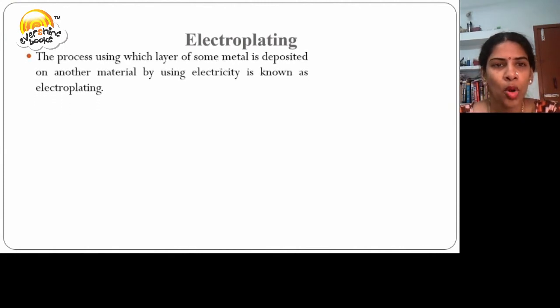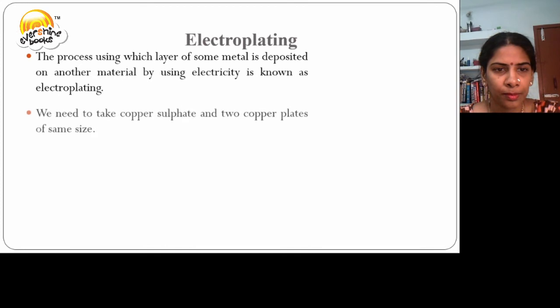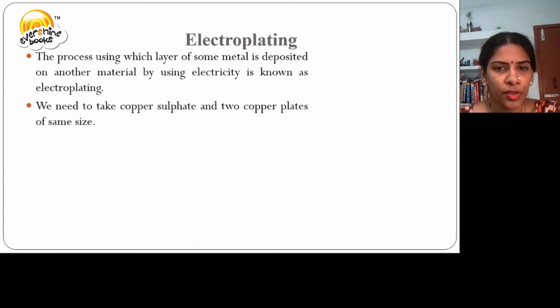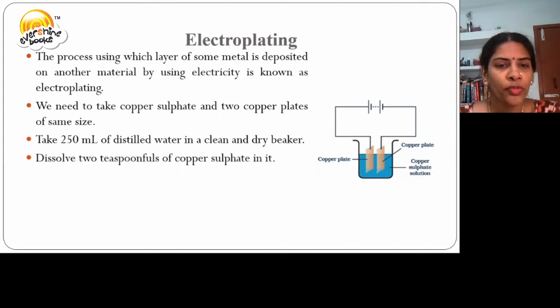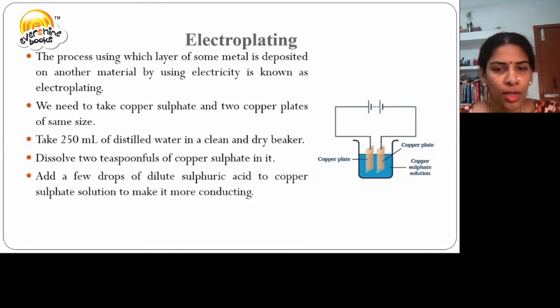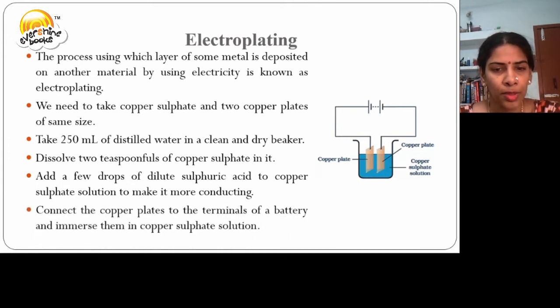Electroplating. The process by which a layer of some metal is deposited on another material by using electricity is known as electroplating. We need to take copper sulfate and two copper plates of the same size. Take 20 ml of distilled water in a clean and dry beaker. Dissolve 2 teaspoonfuls of copper sulfate in it. Add a few drops of dilute sulfuric acid to the copper sulfate solution to make it more conducting. Connect the copper plates to the terminals of the battery and immerse them in the copper sulfate solution.